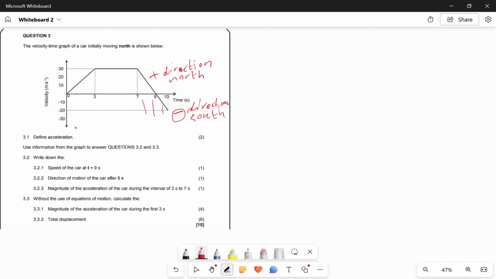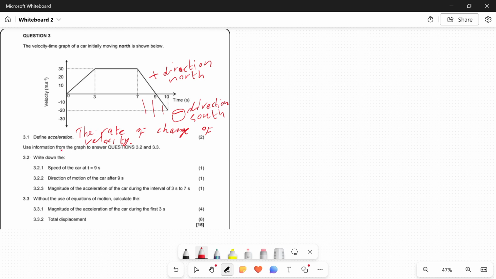Now let's get into our questions. 3.1 says define acceleration. The importance of knowing definitions, guys. What is the definition of acceleration? It is the rate of change of velocity. The rate of change of velocity. That is the definition of acceleration. Done. Now we move on to the second part.